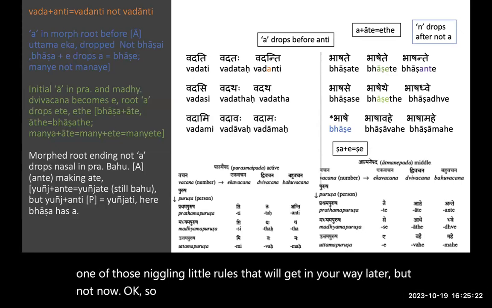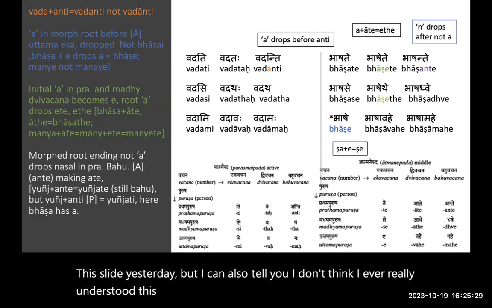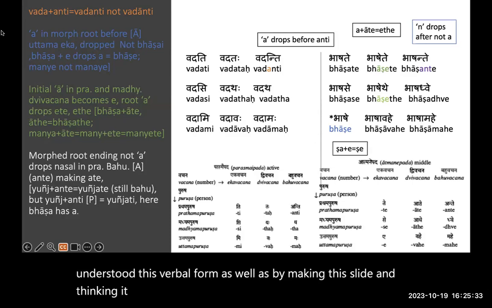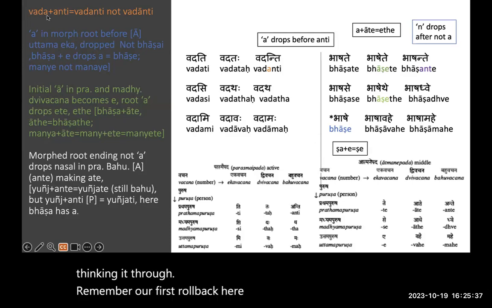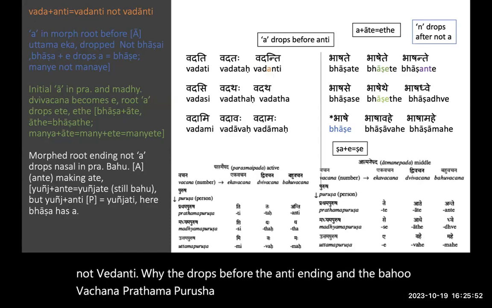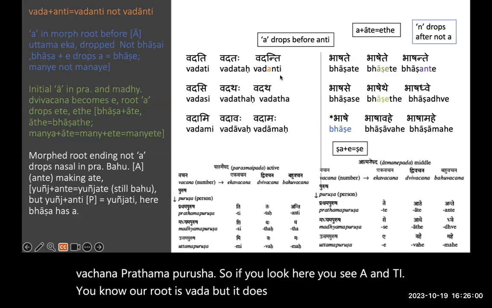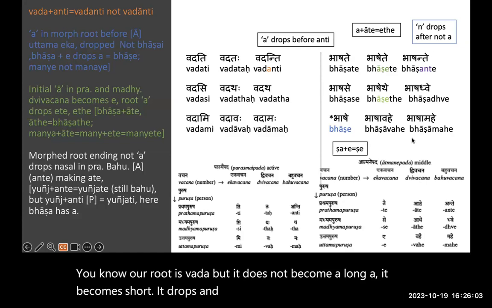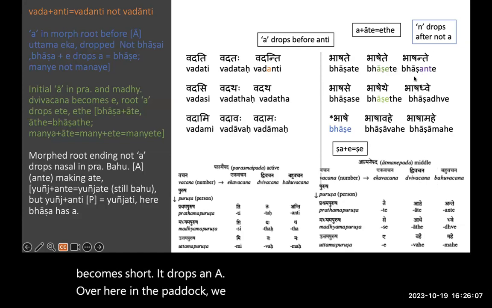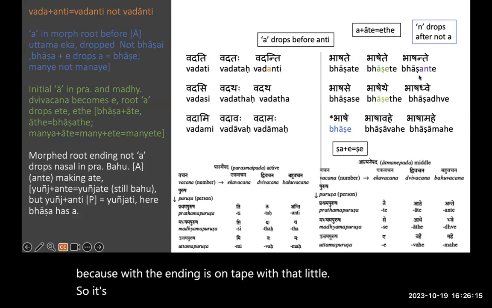Okay, so I explained it. I cannot tell you how long it took me to make this slide yesterday, but I can also tell you, I don't think I ever really understood this verbal form as well as by making this slide and thinking it through. Remember our first rule back here. Vada plus anti becomes vadanti, not vadaanti. Why? The a drops before the anti ending in the bahuvachana pratama purusha. So if you look here, you see A-N-T-I. You know, our root is vada, but it does not become a long A. It becomes short. It drops an A. Over here in the Atmanepada, we had bhasha, right? But it's not bhashaante, because with the ending ante, it's not bhāṣante, but it's bhāṣante.